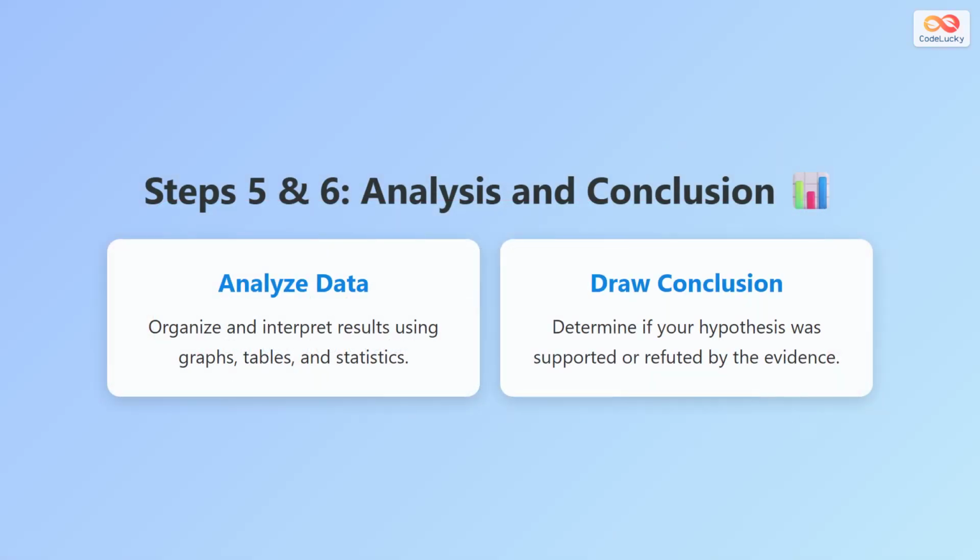Steps 5 and 6 work closely together. In step 5, you analyze your data by organizing and interpreting the results you collected. This might involve creating graphs, tables, or using statistical methods to find patterns in your measurements. Then in step 6, you draw a conclusion based on this analysis. Here, you determine whether the evidence from your experiment supports your hypothesis or refutes it. Remember, even if your hypothesis turns out to be wrong, that's still valuable scientific information because it tells you something important about how nature works.